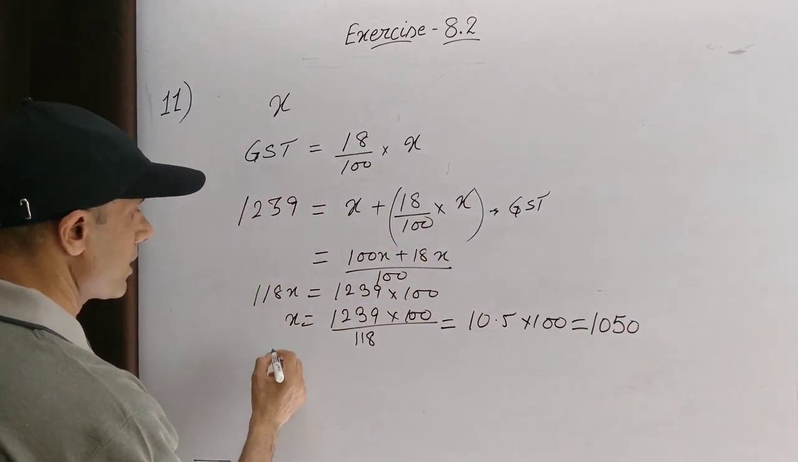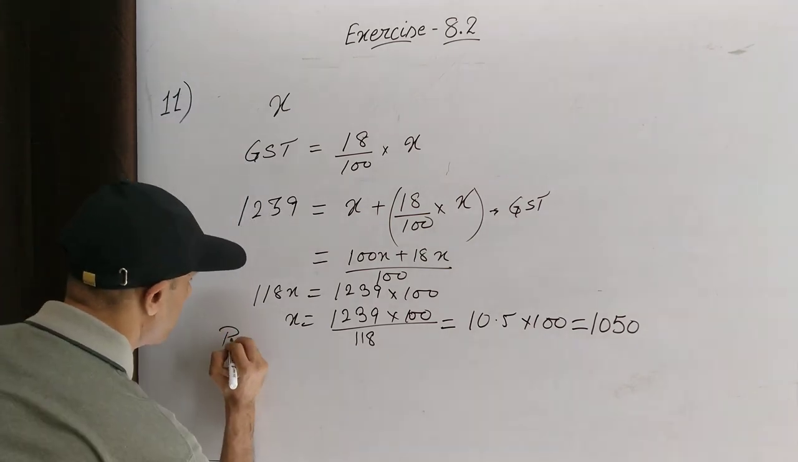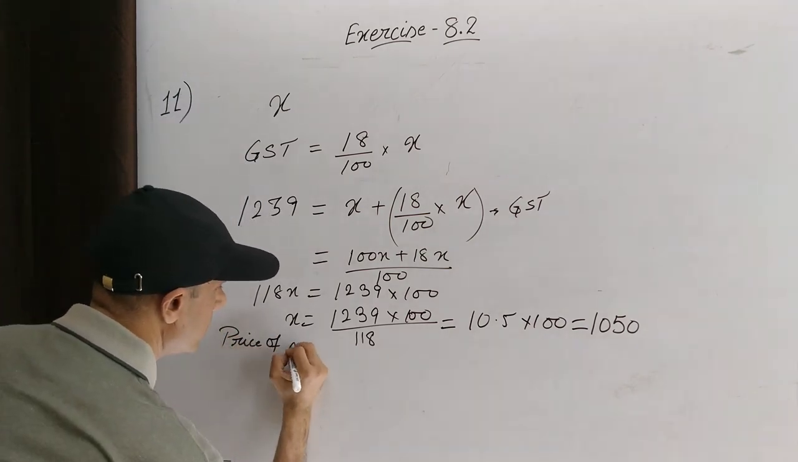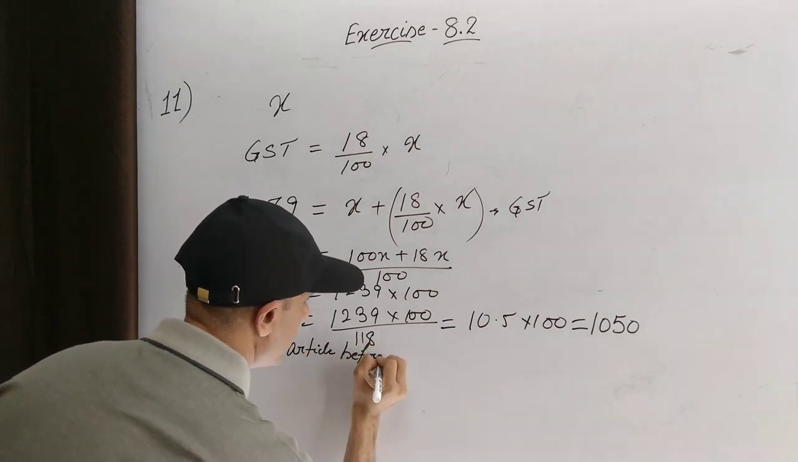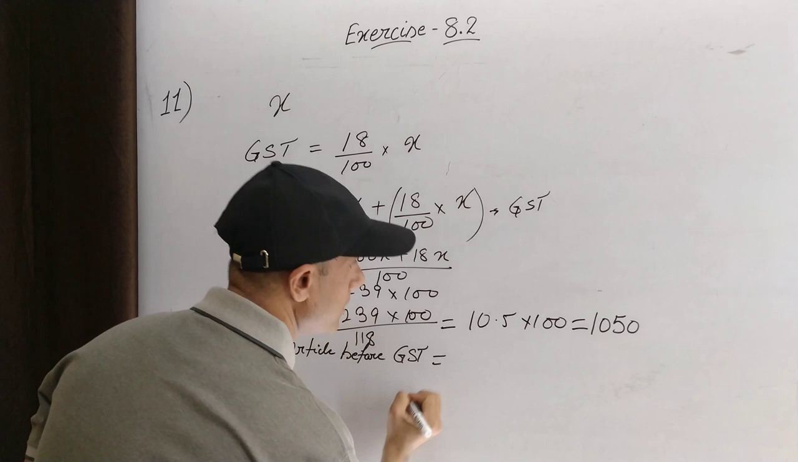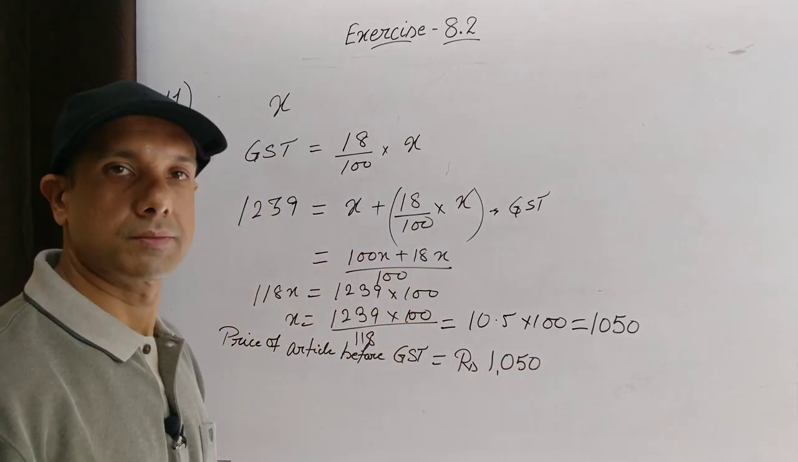So x, that is the price of the article before GST, so the price of the article before GST is equal to rupees 1050. Clear?